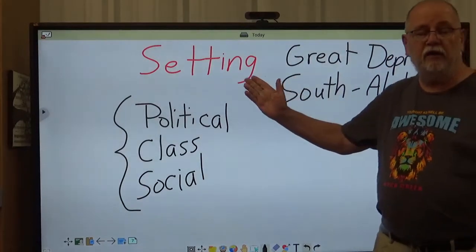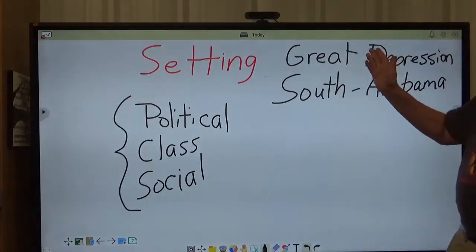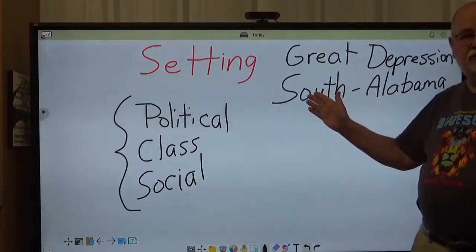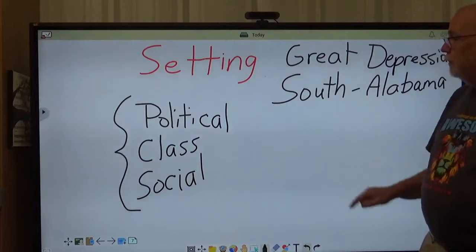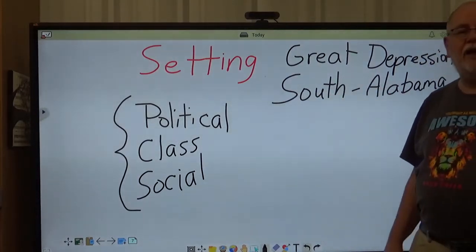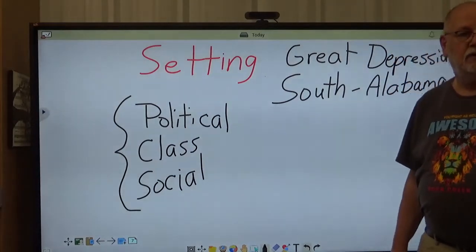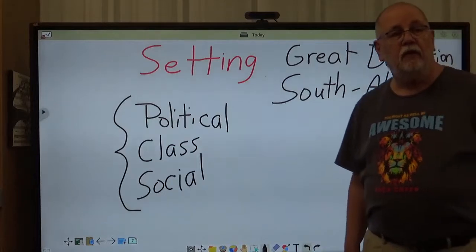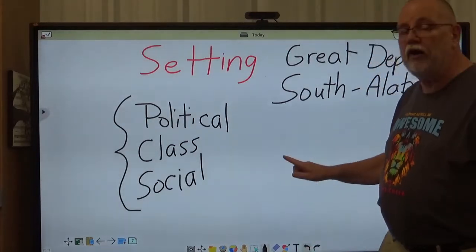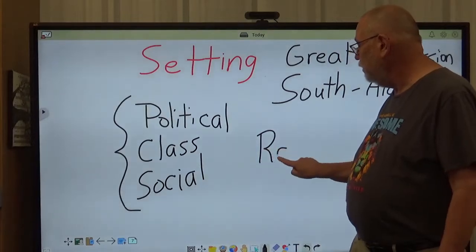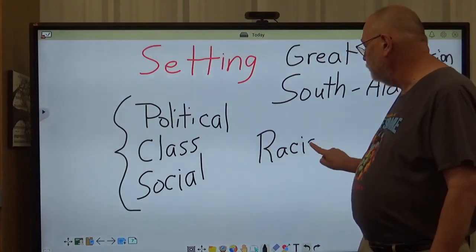So, once again, as a quick review, the time setting is the Great Depression. The place setting is the South, Southern United States, and Alabama. All right. Why is the place setting important? Great Depression, 1930s. Go ahead, Micah. Racism? Yeah, racism. That's a good answer. This book is essentially a book about racism.